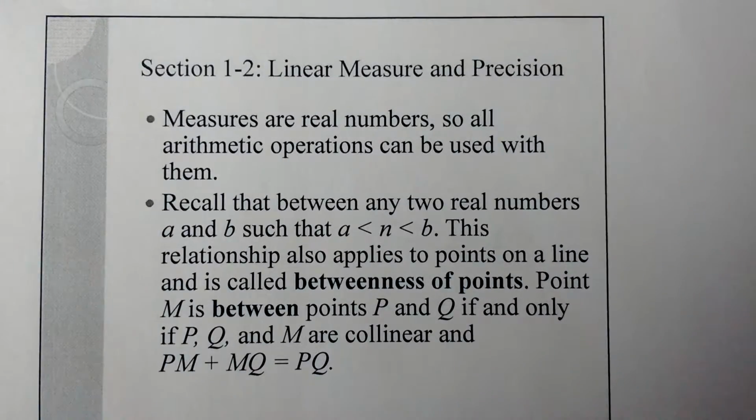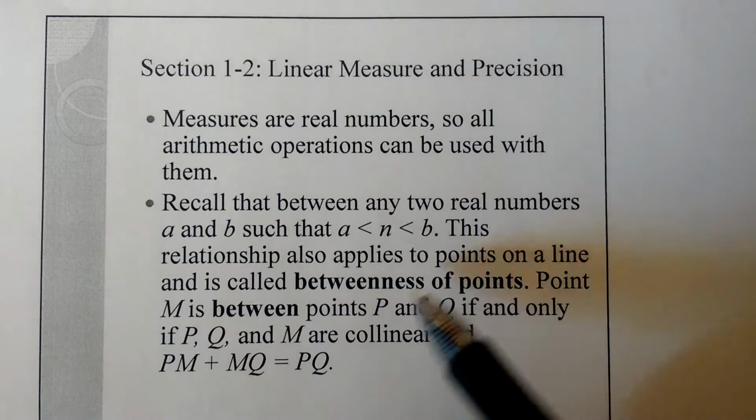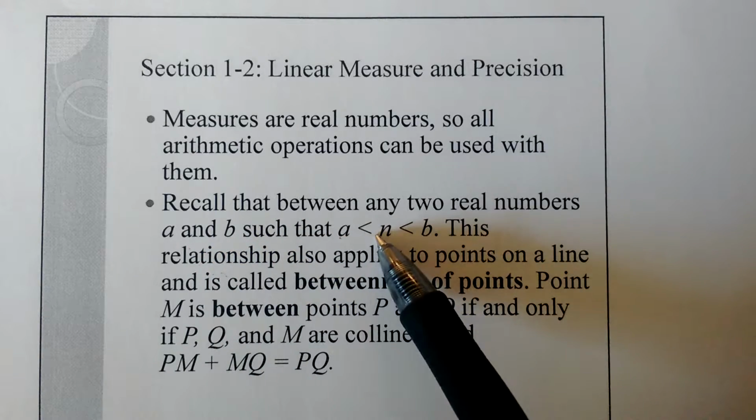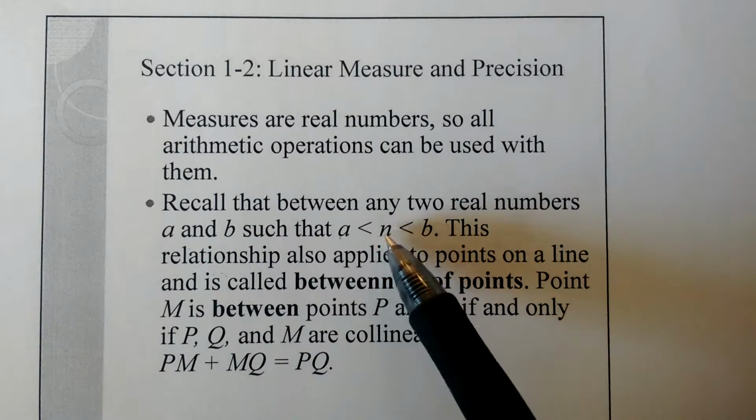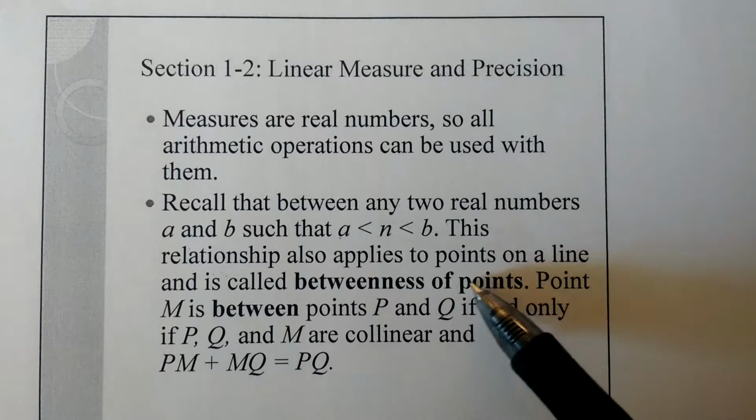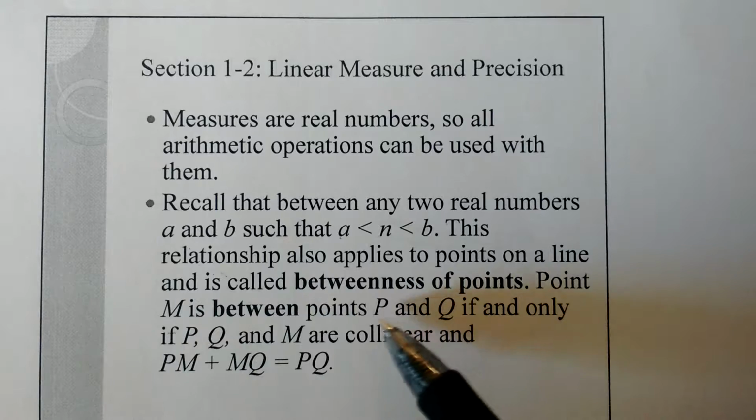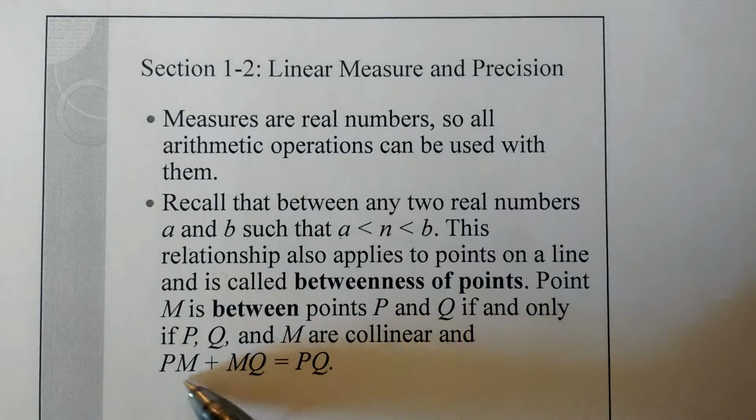So measures are real numbers, so you can do any mathematical operations you want on them. There's this rule here: two numbers A and B, such that A is less than N is less than B. So N is between A and B, so this is a reference to betweenness. The definition in geometry of being between is that it lies on the same line and the two parts that it divides up add up to the total.